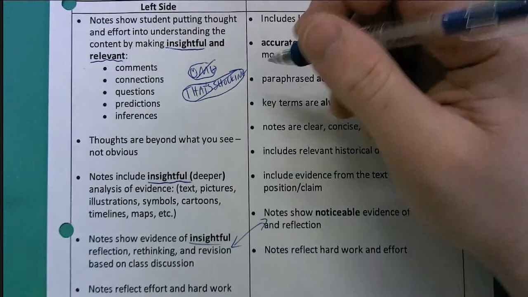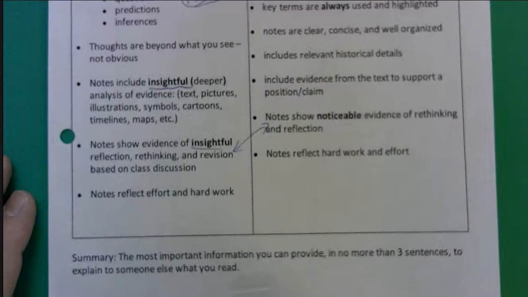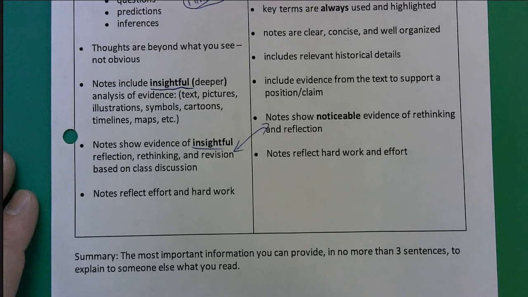The last part of a two-column note, of course, is the summary. This is the most important information you can provide. No more than 3 sentences to explain to someone else what you read. So if Mr. Brown walked in the door, what would you tell him that you just read? Again, you want to keep it to no more than 3 sentences.